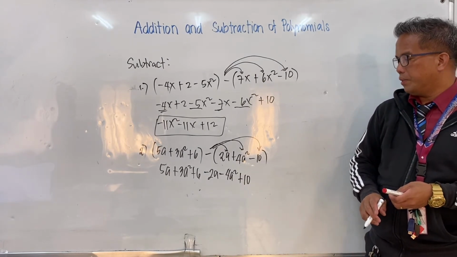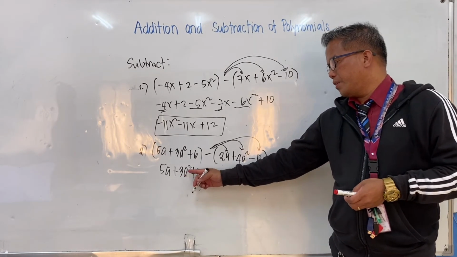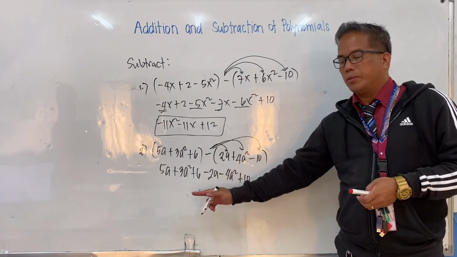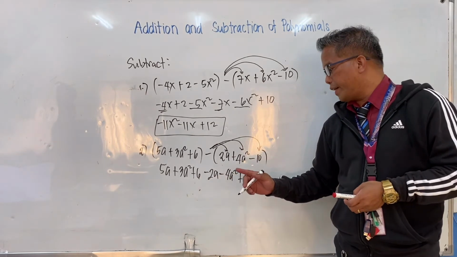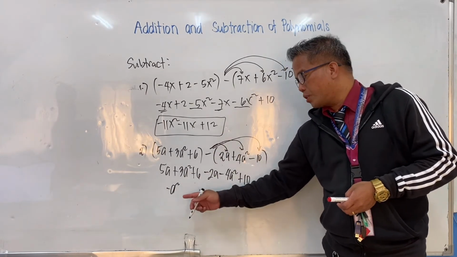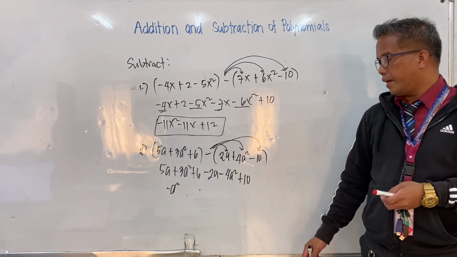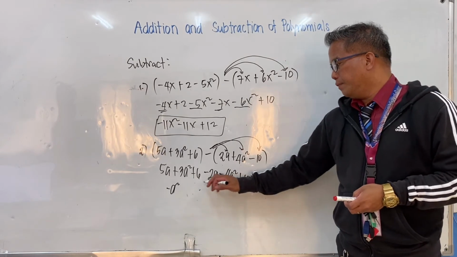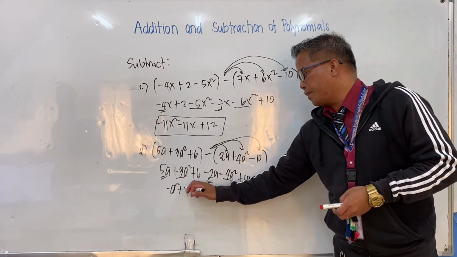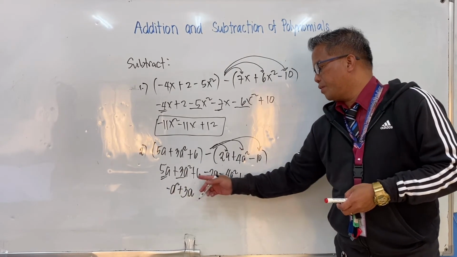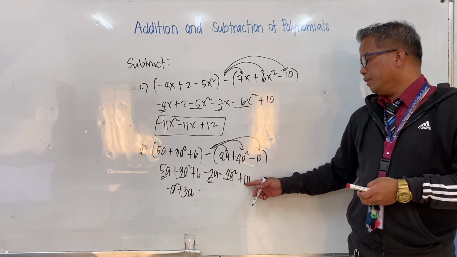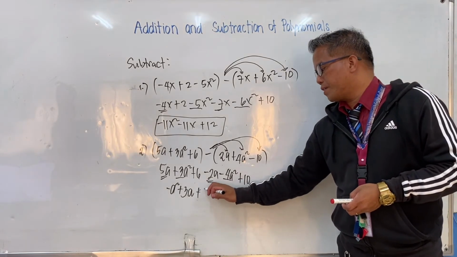Then combine similar terms. We have 3a squared minus 4a squared. Look at this. 3 minus 4, smaller number, bigger number. So 3 minus 4, the answer is negative 1. So you can write negative a squared instead of writing negative 1a squared. And then next is 5a minus 2a equals positive 3a. Then 6 plus 10 equals 16. So plus 16.